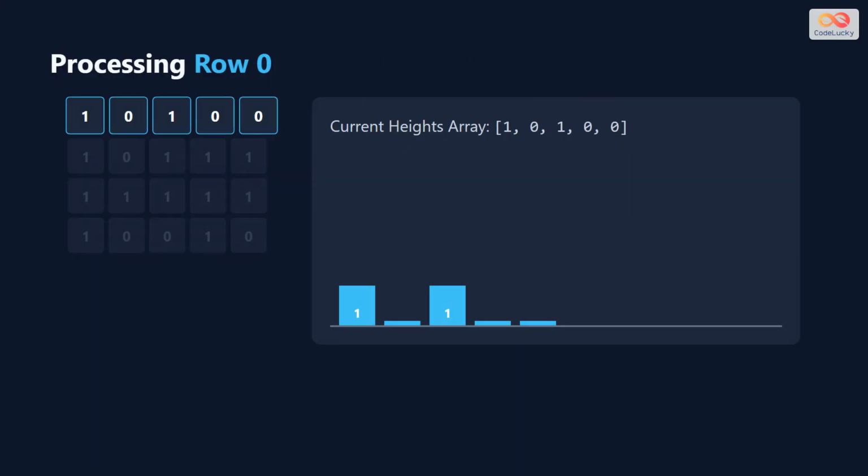Let's walk through an example. We start at the top row, row 0. We generate a heights array. Since this is the first row, the heights are simply the values in the row itself: 1, 0, 1, 0, 0. This forms our initial histogram.